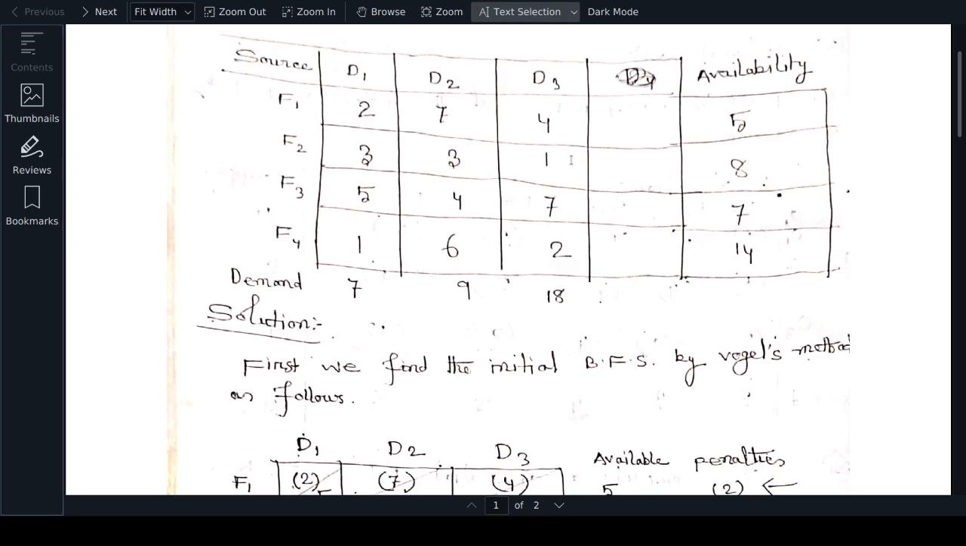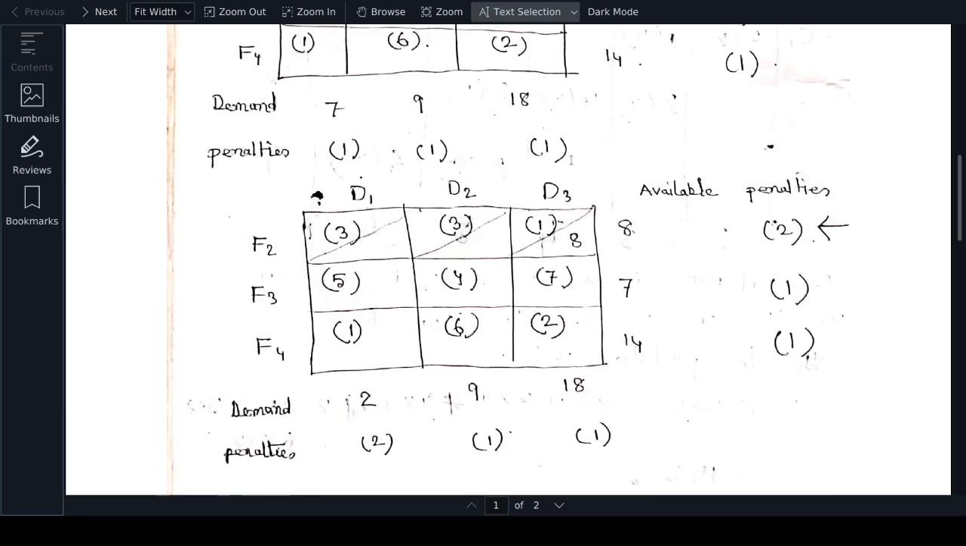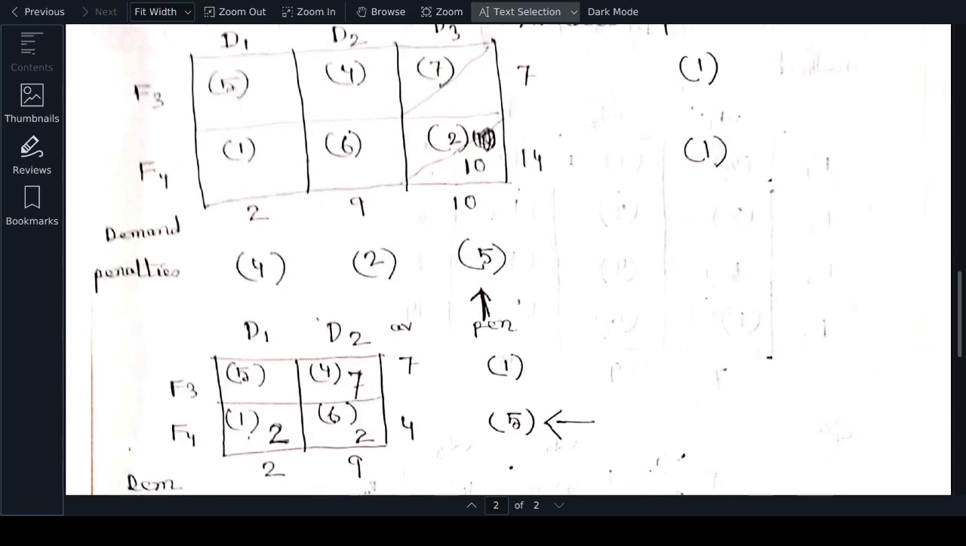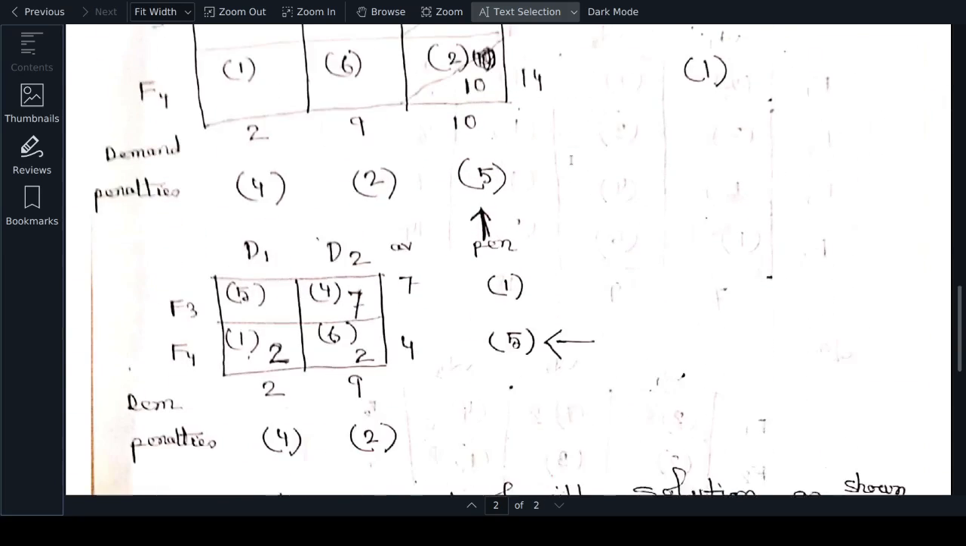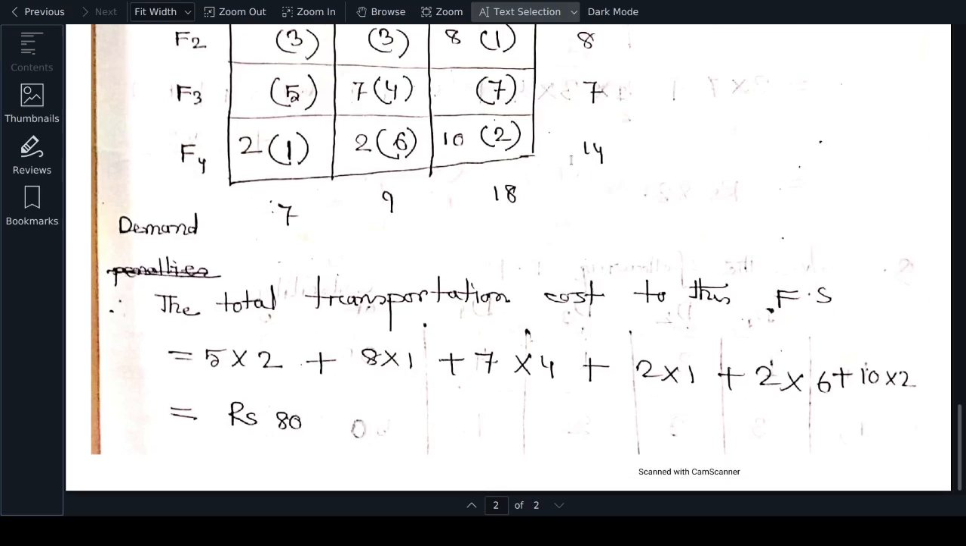Next we make one extra column. So here we give 2 in demand: 7, 9, 18, then 2. And then the question may arise, what are the costs? Then the rule is that the costs should be 0, 0, 0.